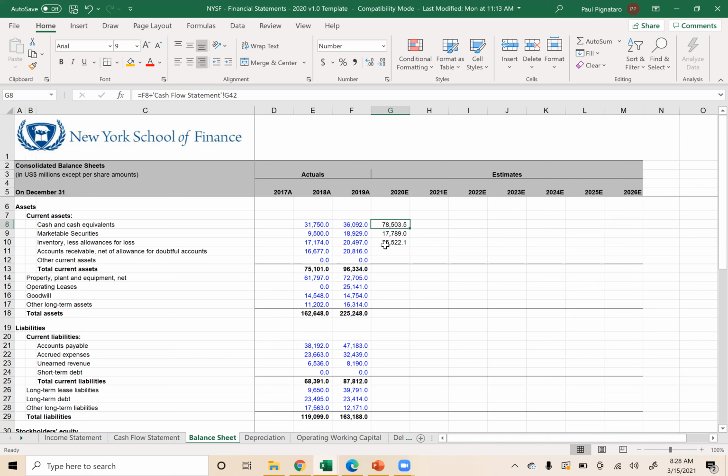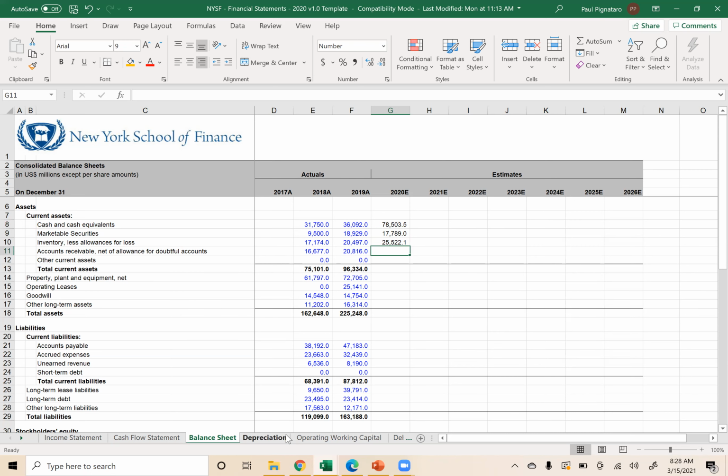So again, having a simple structure and formula, and sticking to the process where each and every cash flow statement line item drives the balance sheet, will guarantee you have a model that you can easily build and balance.